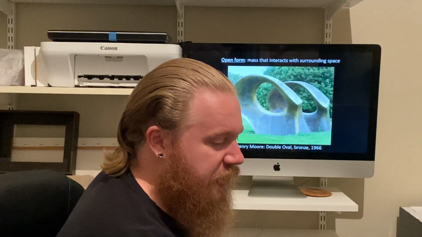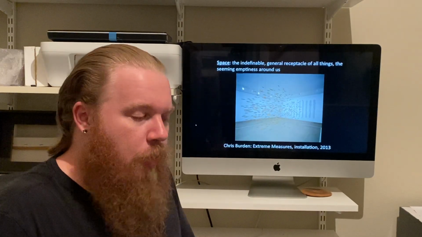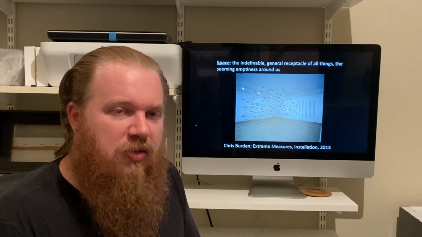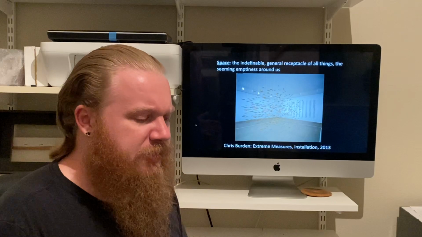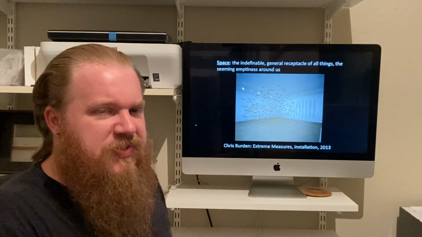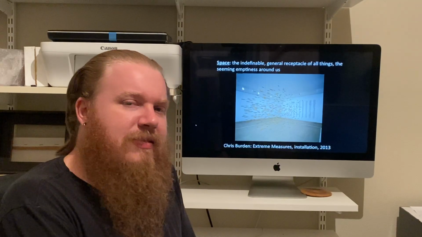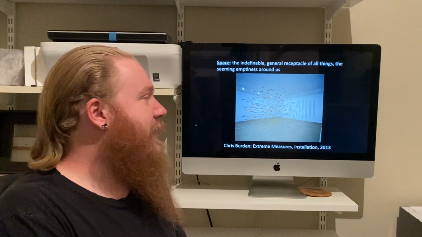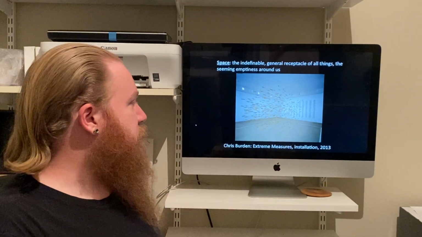So important distinction there. Now, when we're referring to space, however, we're referring to the indefinable general receptacle of all things, the seemingly emptiness around us. So once again, fairly basic, but space is a major element in certain types of artwork, especially installation sculpture and environmental sculpture, such as Chris Burden's Extreme Measures installation, which we see here.